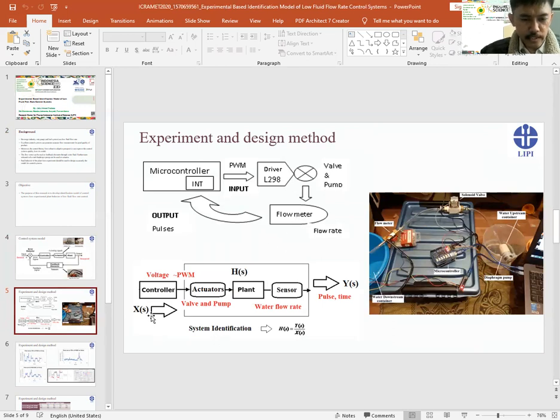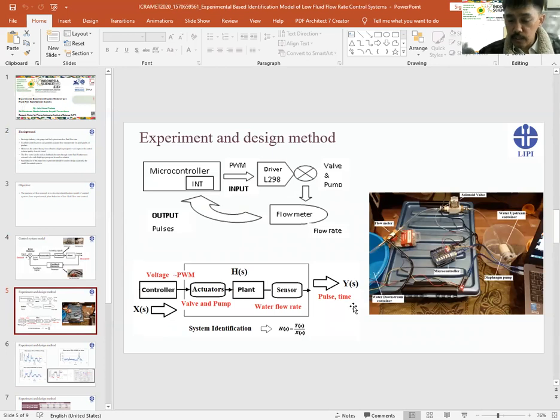You can see the system identification that we use. System identification is used to identify a model from the real experiment data. The output from this method is a transfer function. A transfer function is the output compared to the input. The output of this system is pulse and time.